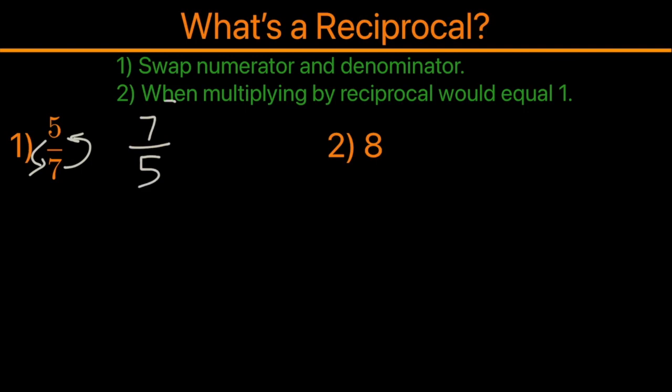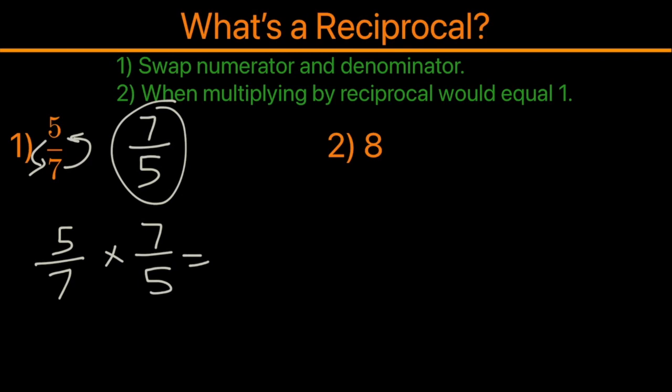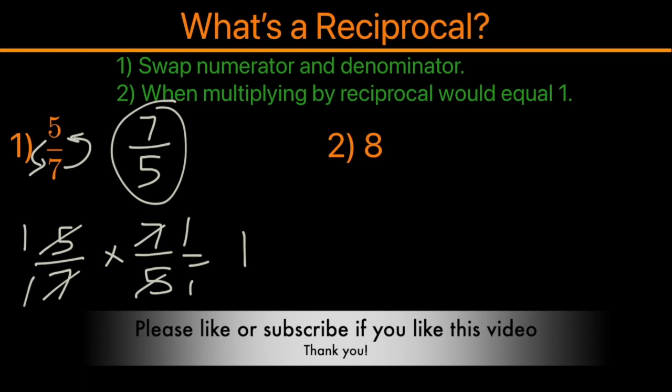So 7 over 5 will be the reciprocal of 5 over 7. Now we can check the answer by taking 5 over 7 multiplied by 7 over 5, and the answer has to come out to 1 to be correct. So 5 over 7 times 7 over 5, we can see that these will cross out and become 1. 5 and 5 will also cross out and become 1. So the answer is 1. And therefore, 7 over 5 will be the right answer.